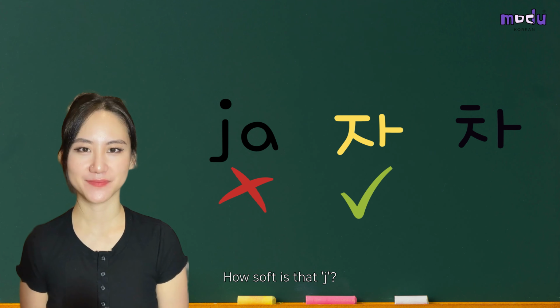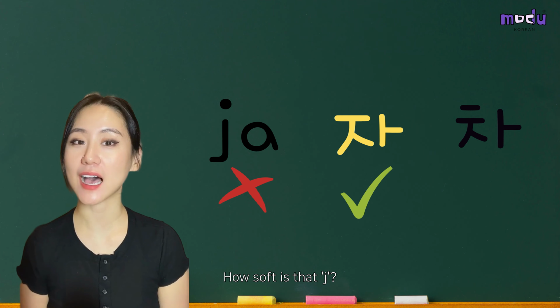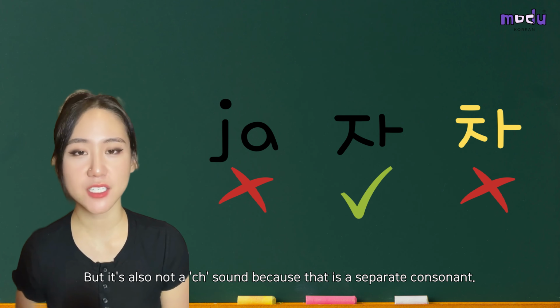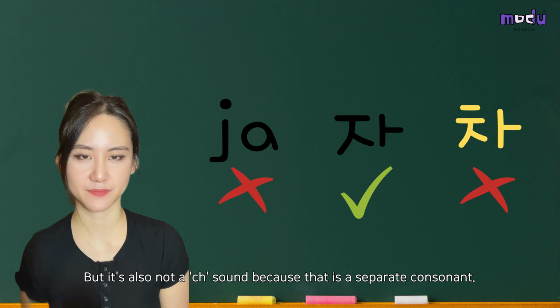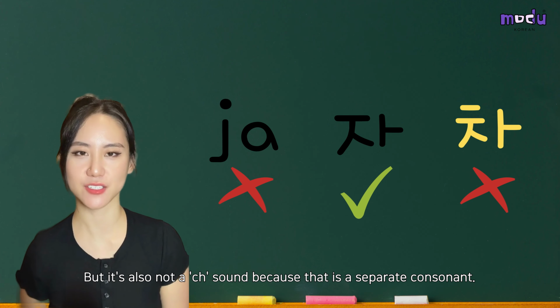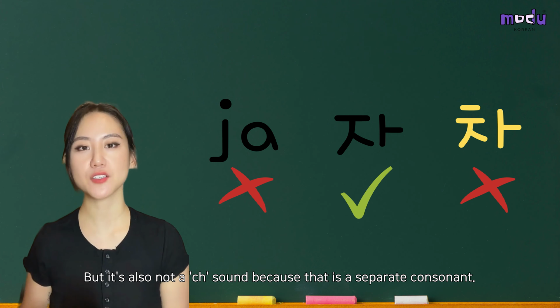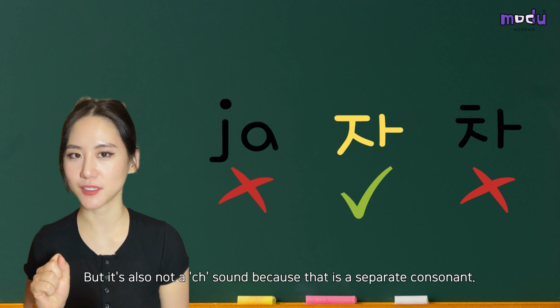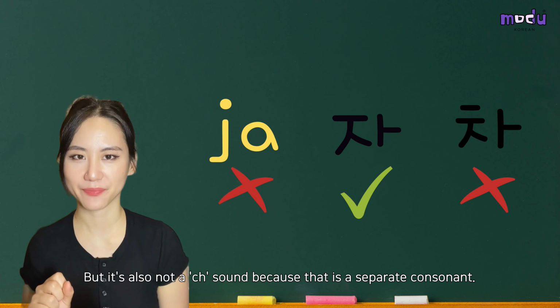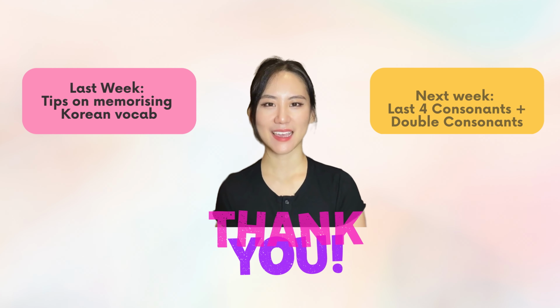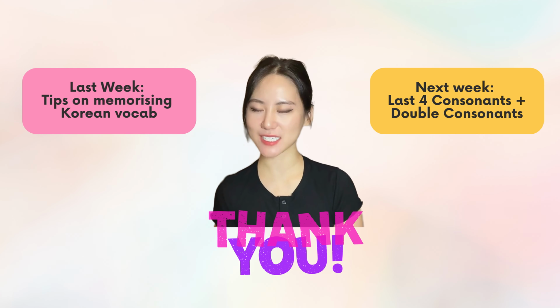Ja, ja. Okay, notice how I'm not going cha, cha, right? That consonant does exist separately, so we don't want to make a CH sound. We're making a J sound, but making it soft. Ja, not ja. Ja.